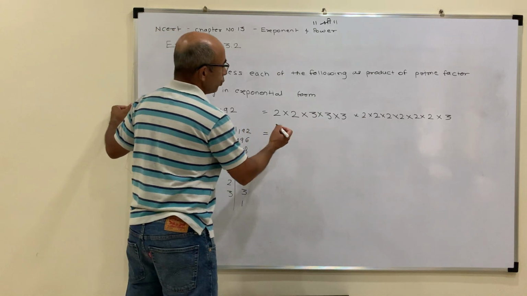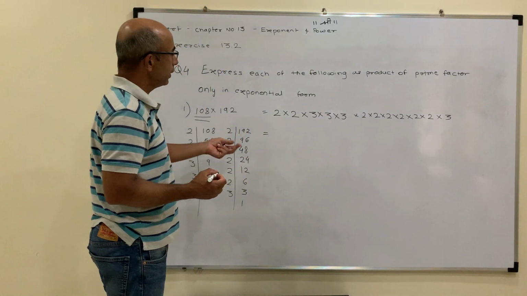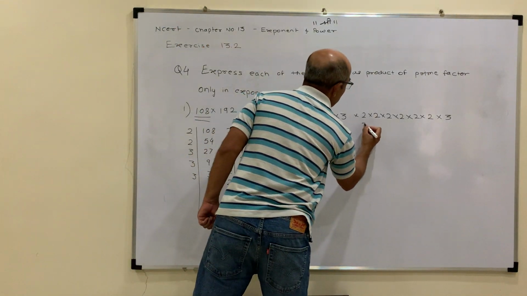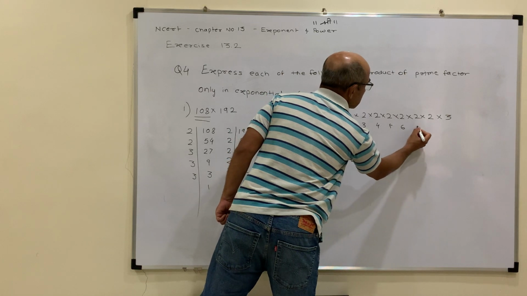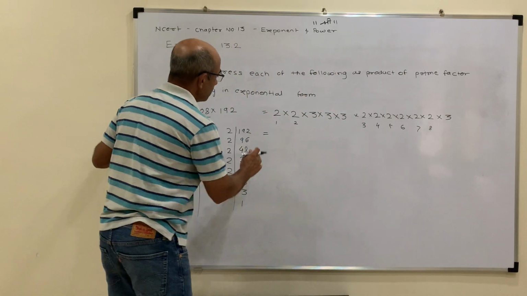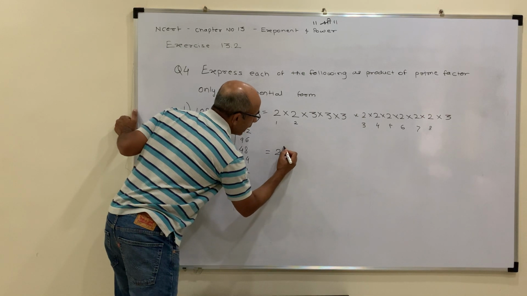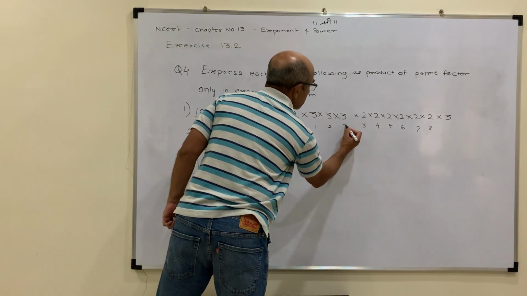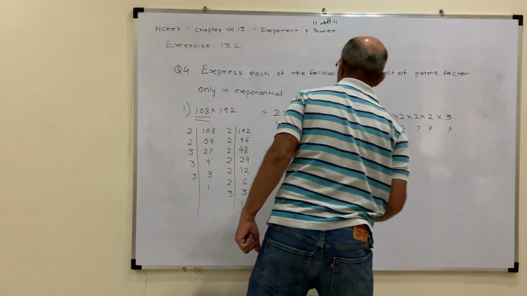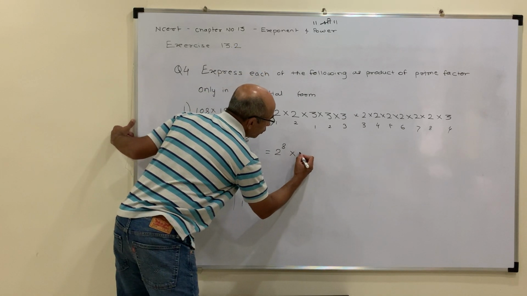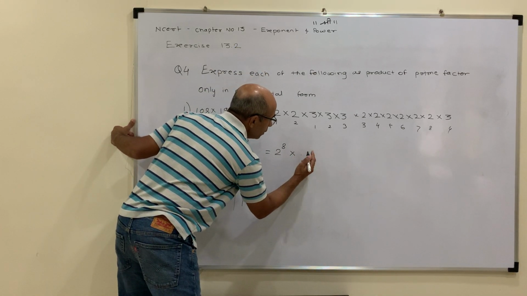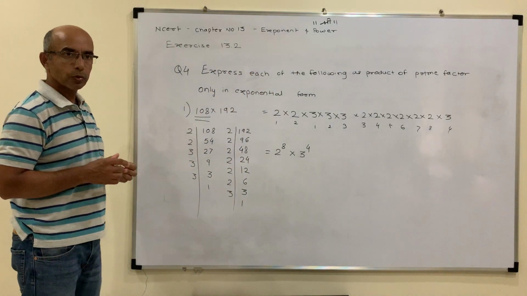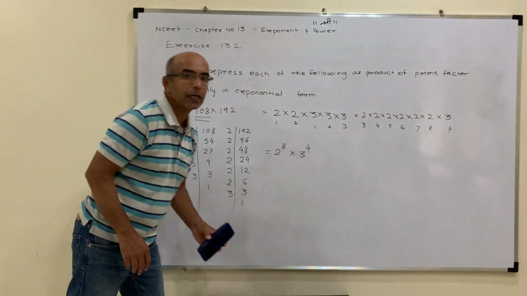So now where the base is the same, we'll put it in exponential form. 1, 2, 3, 4, 5, 6, 7, 8. So my next step: 2 raised to 8. Now in case of 3, 1, 2, 3 and 4, so into 3 raised to 4. That's it. So now we'll move on to the second one.